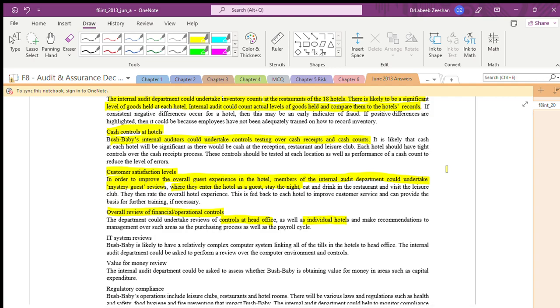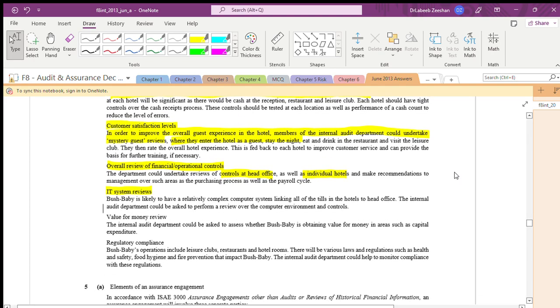They also have a systems audit. If there are any complex computer systems, such as relatively complex computer systems relating to the bills from the hotels to head office. Then a value for money review: internal audit could be asked to assess whether the company is obtaining value for money in areas such as capital expenditure. Internal audit will also do a review with respect to regulatory compliance.